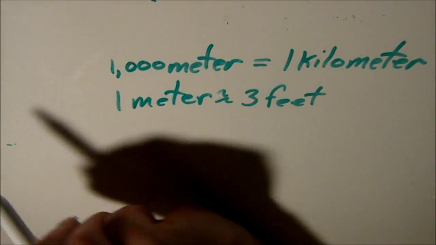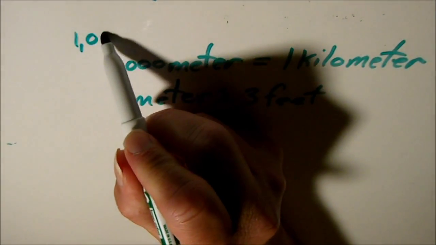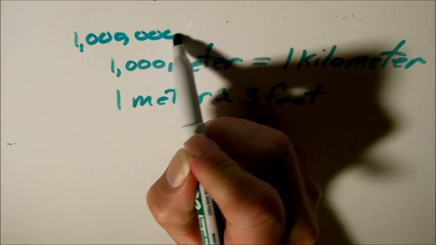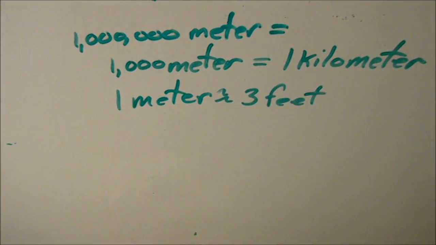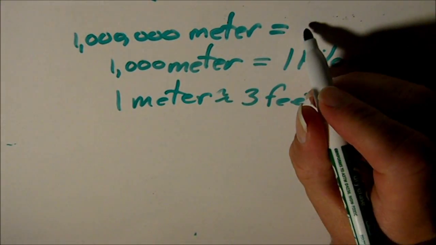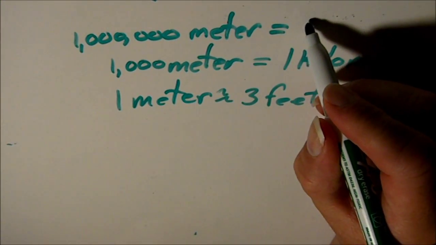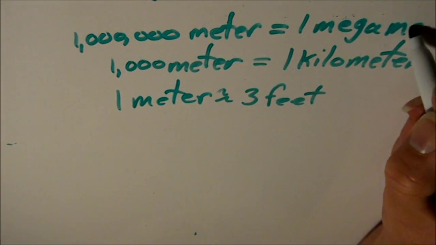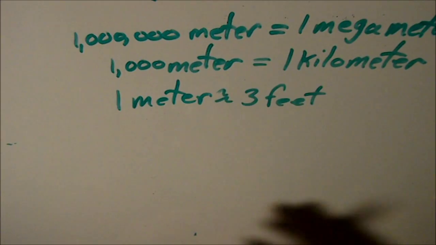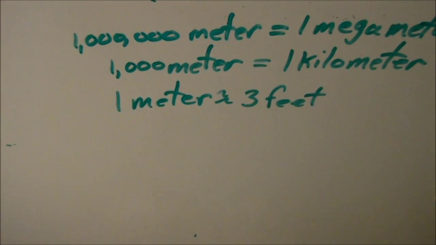Now, if on the other hand, we go even further up, we can use a measurement that is 1,000,000 meters, and that is called a megameter. Okay? But you will not be responsible for knowing the megameter.